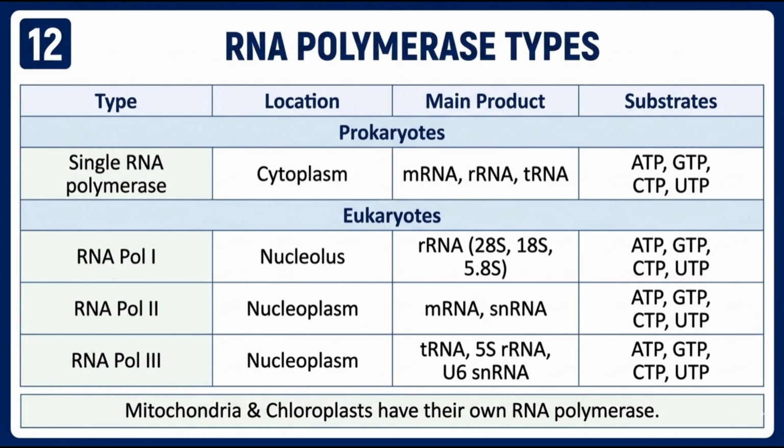RNA polymerase types. Different organisms contain different types of RNA polymerase. Prokaryotes possess a single RNA polymerase responsible for synthesis of all RNA types. In eukaryotes, three major nuclear RNA polymerases are present. RNA polymerase I synthesizes most ribosomal RNAs. RNA polymerase II synthesizes messenger RNA and some small nuclear RNAs. RNA polymerase III synthesizes transfer RNA and 5S ribosomal RNA. Mitochondria and chloroplasts also possess their own RNA polymerase because these organelles contain their own genomes.